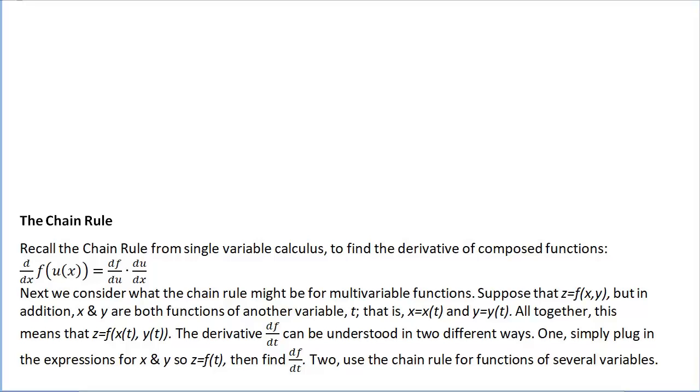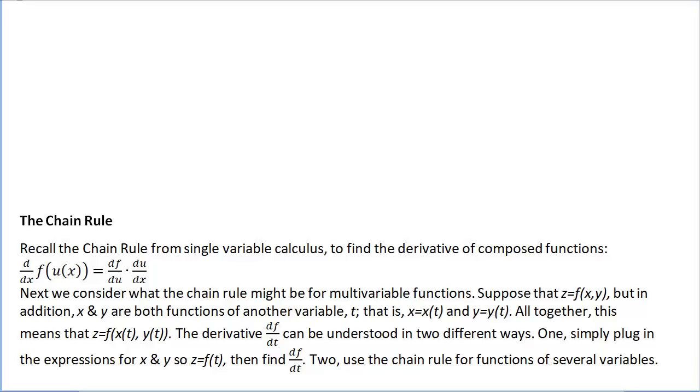Now let's take a look at the chain rule for multivariable functions. So first, let's take a step back and recall the chain rule from single variable calculus. In the case where f is some function of some expression of x, which here I'm going to call u of x, the derivative can be written this way: d/dx of f of u of x is df/du times du/dx. That, again, should be familiar from single variable calculus.